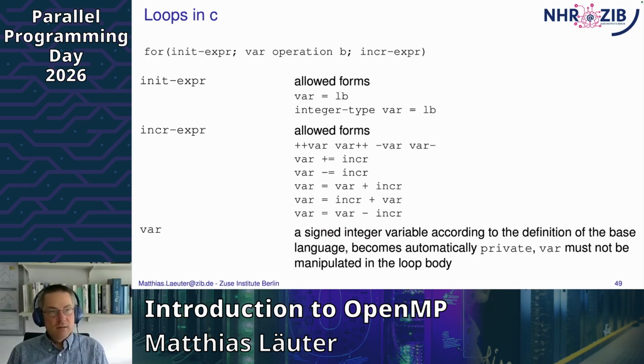Okay, and the C language is very, very rich. You can do a lot of things with a for loop. That's why lots of things can be hidden within the for loop. And that's why OpenMP says, well, don't do such complicated loops. For OpenMP, just keep it simple.